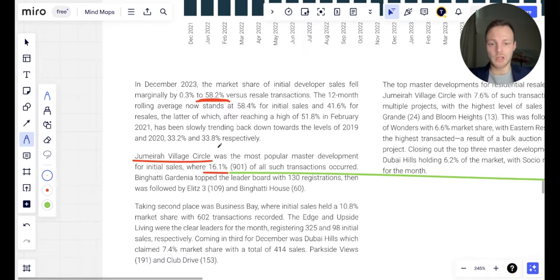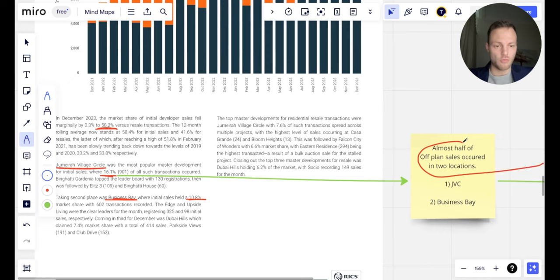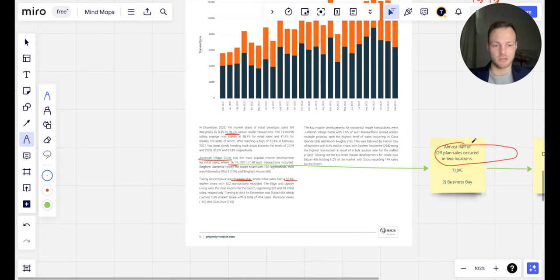The most popular initial sales came from Jumeirah Village Circle, which accounted for 16.1%, and Business Bay, which was 10.8%. Almost half of all off-plan sales occurred in two locations, JVC and Business Bay.